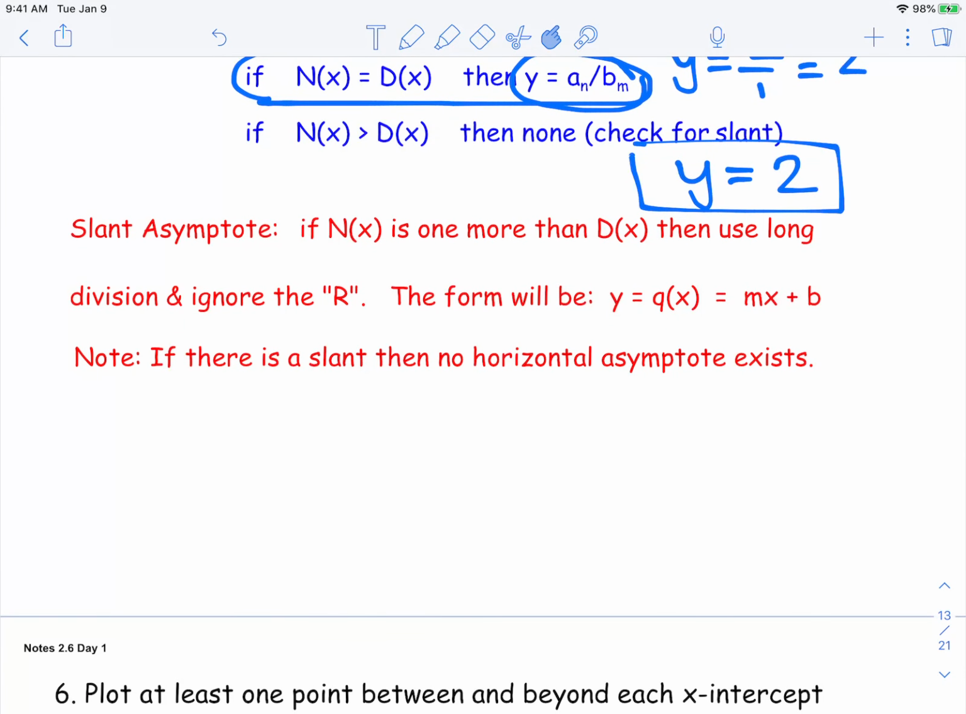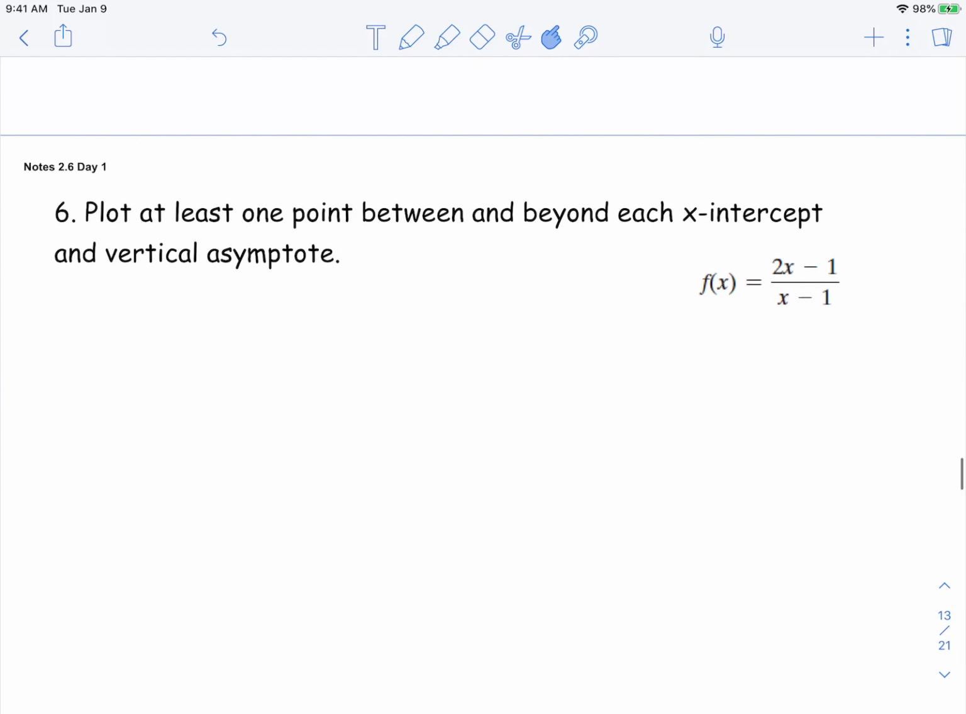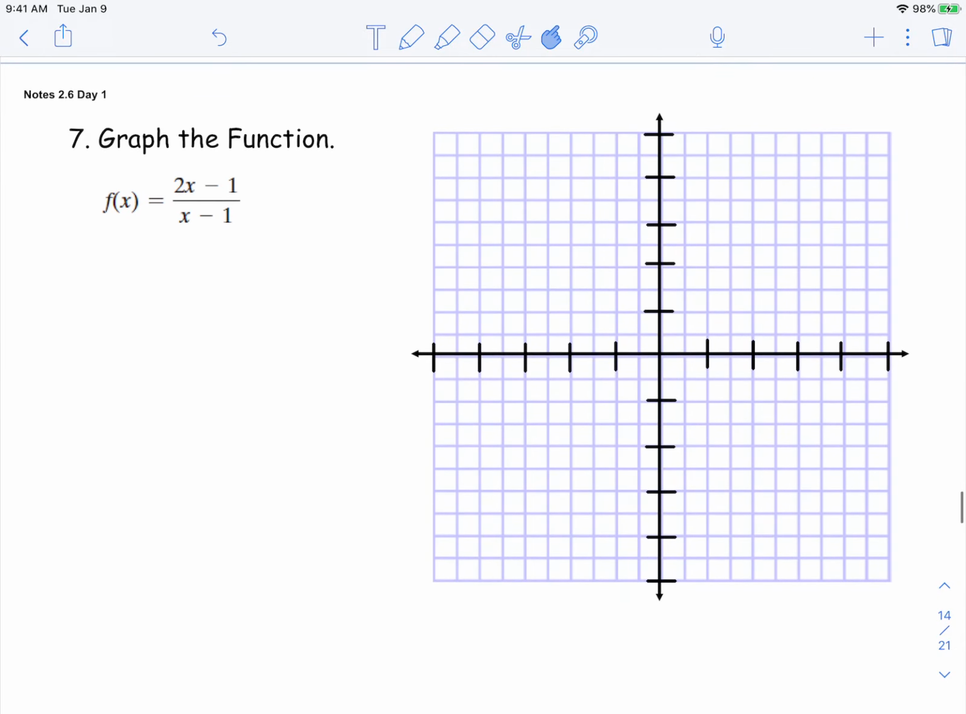In the red, we'll cover that in another lesson. There are no slants. All right, step 6 says plot at least one point between and beyond each x-intercept. Sometimes you need to graph what you have so far and then go back and find this. So I'm going to go to step 7 and start to graph what I have.